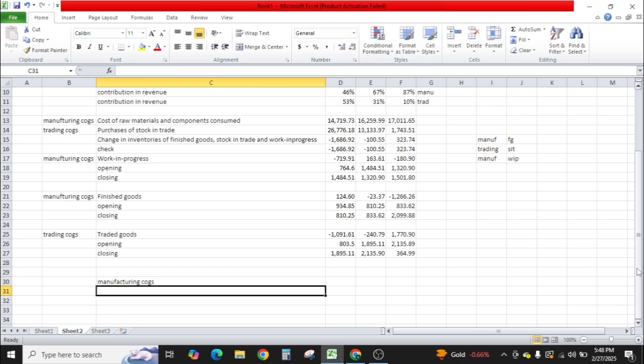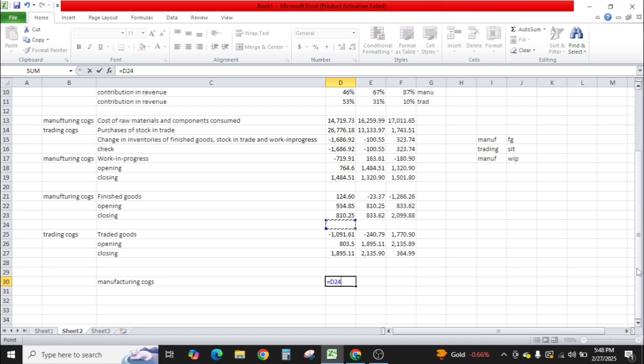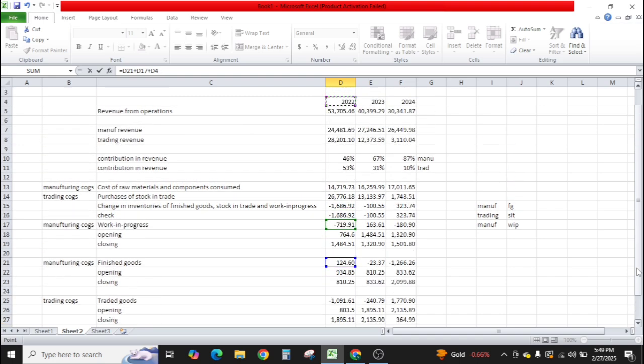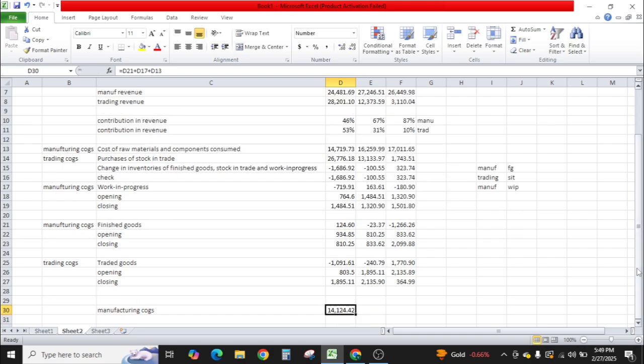manufacturing COGS, which will be nothing but manufacturing finished goods COGS plus manufacturing COGS of work in progress plus COMC, cost of raw material consumed, plus nothing, these three only. Finished goods is COGS for manufacturing. Work in progress is also COGS for manufacturing, and we have taken cost of raw material for manufacturing.